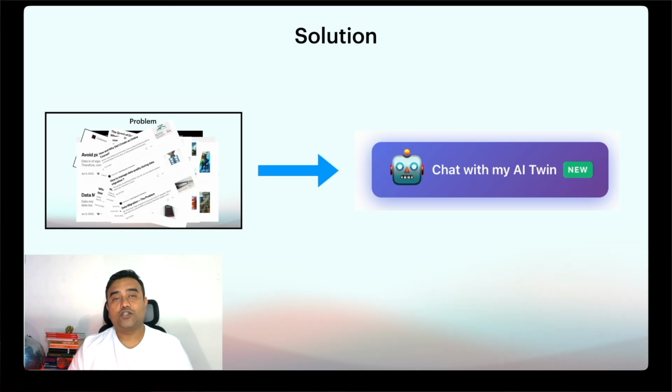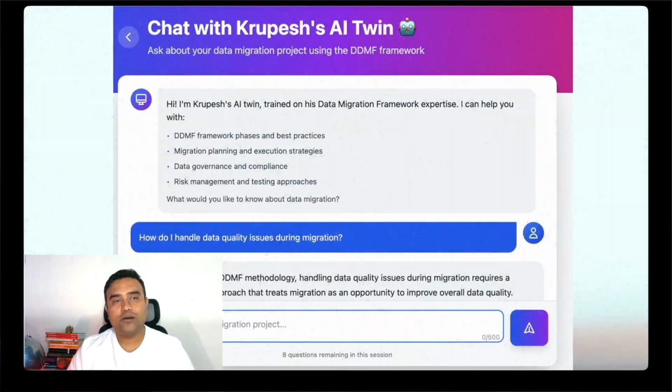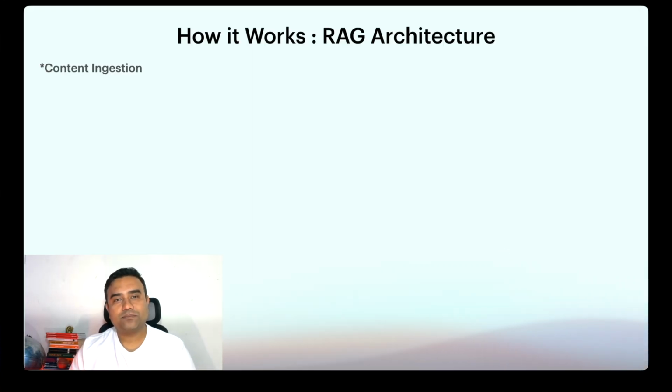So, as a solution, I built an AI twin. Not an off-the-shelf generic chatbot, but a specialized system trained only on my content. It knows my data migration framework better than any generic AI model ever could, because specificity beats generality.